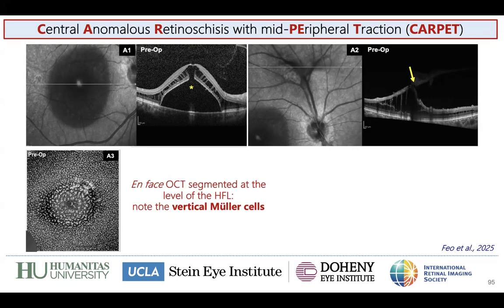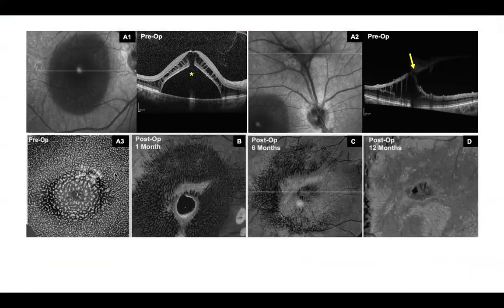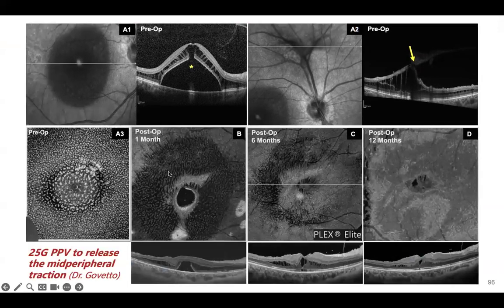Andrea Govetto with 25 pars plana vitrectomy, and you can see the results. So after 1 month, there is an improvement, not only, of course, on the en face OCT images, but also of the cross-sectional, and with a complete normalization of the Mueller cells after 1 year. And the patient also improved dramatically in terms of visual acuity.